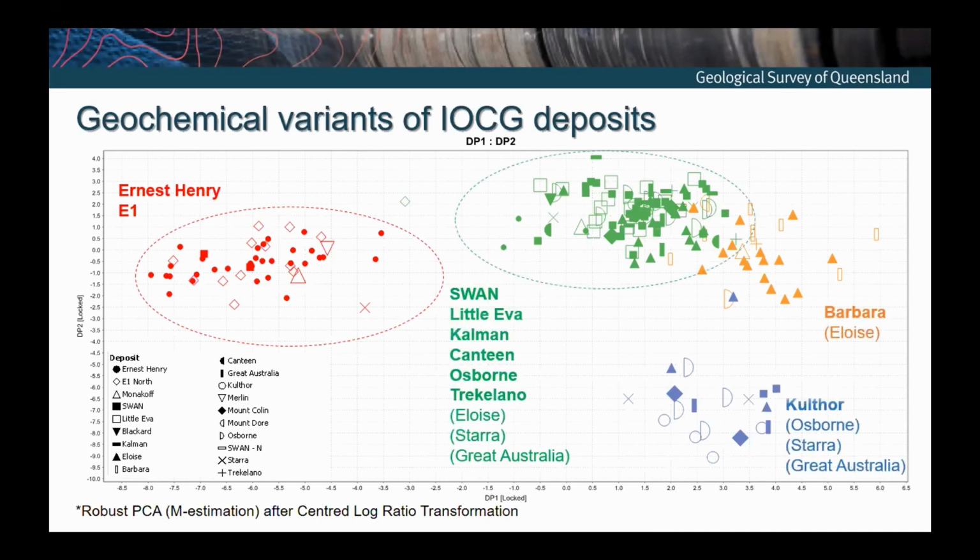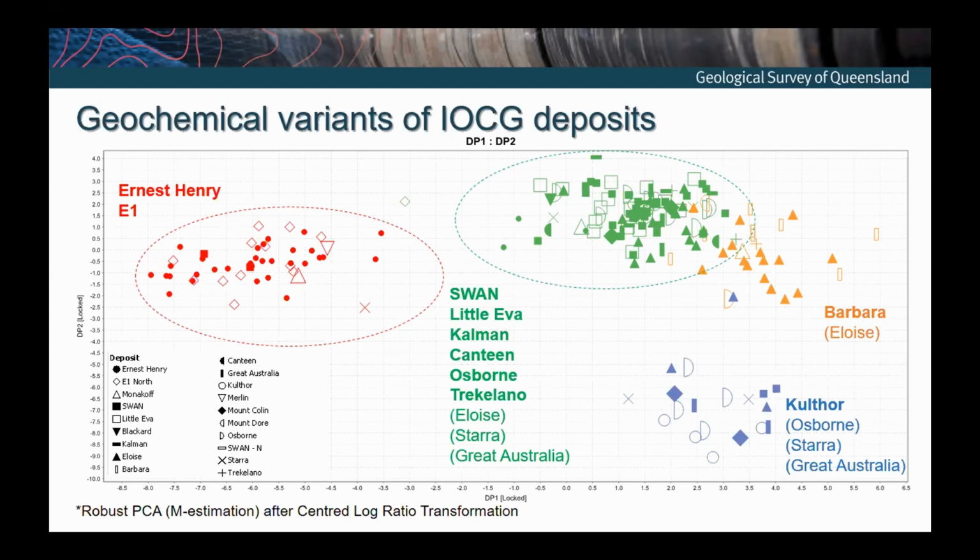Another one is by far the dominant cluster shown here in green. That's pretty much the bulk of deposits. Close to this second cluster in green is a cluster of mostly 2 deposits, Barbara and a good half of samples from Eloise, but they somewhat stand apart. And there is a pretty strange and pretty poorly understood group of analyses from Caltha, and also some analyses from Osborne, Star, and Great Australia. But for now, it's just a bit of machine magic.